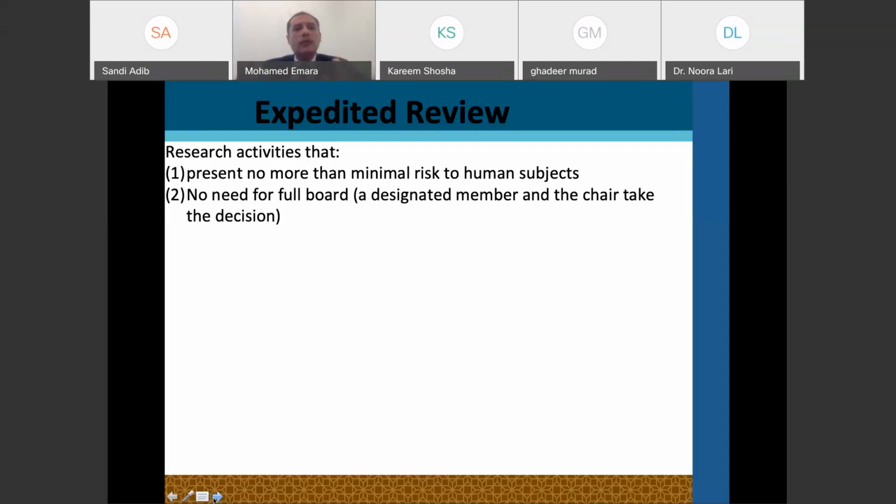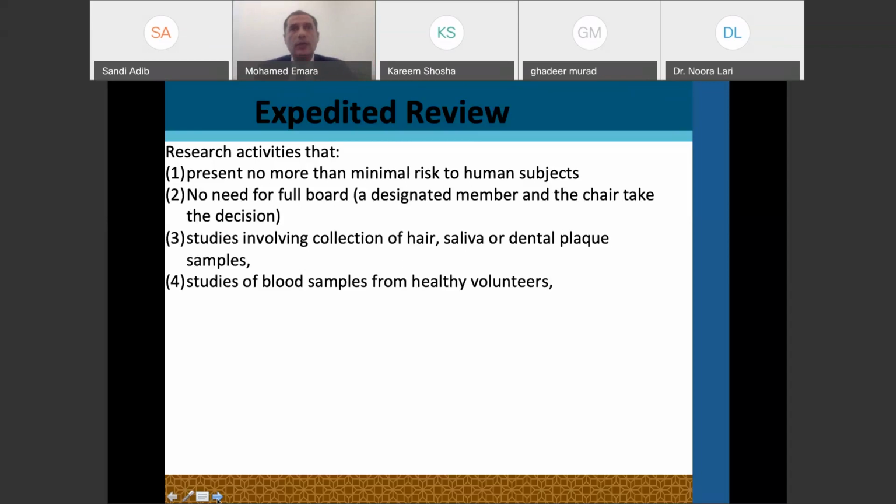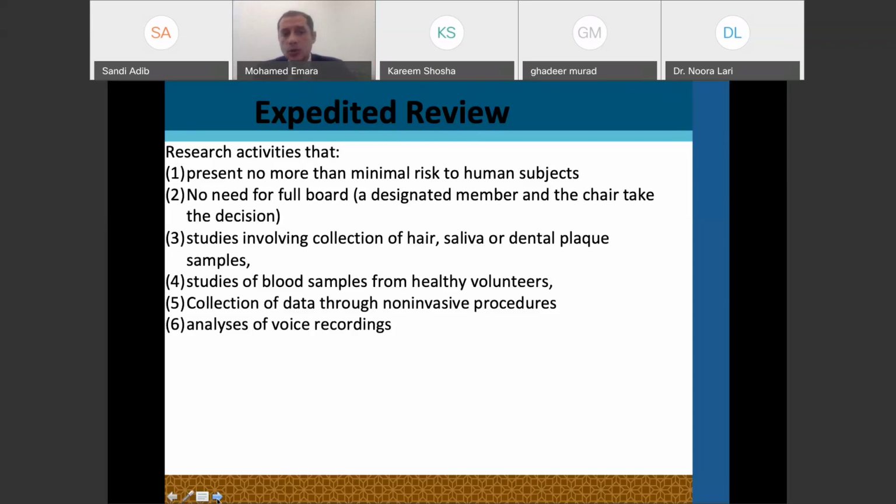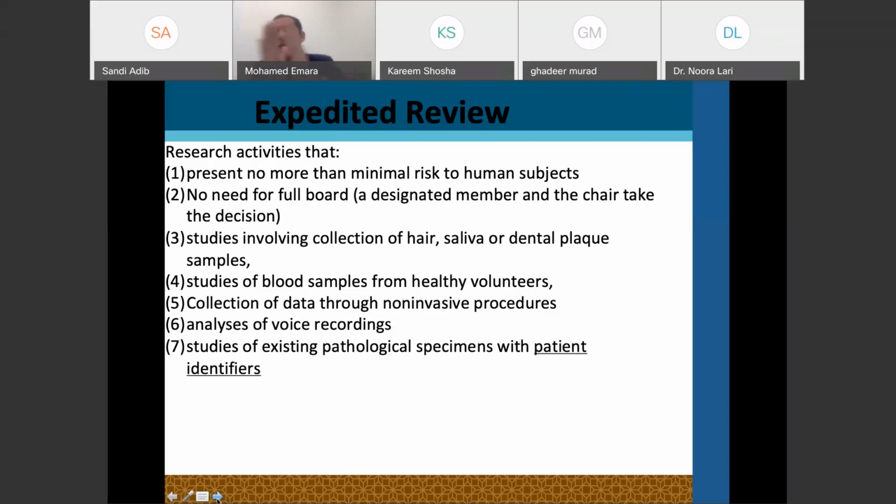So there is no need here for a full board, a designated member and chair can take the decision, but it has to be revised. This is, for example, studies involving collection of hair, saliva, or dental plaque samples, blood samples from healthy volunteers, collection of data through non-invasive procedures, analysis of voice recordings, studies of existing pathological specimens with patient identifiers. Look, patient identifiers. Once you start to identify patients here, it goes to another category. If this was a pathological specimen, non-identified, exempt. See the difference? Right away.